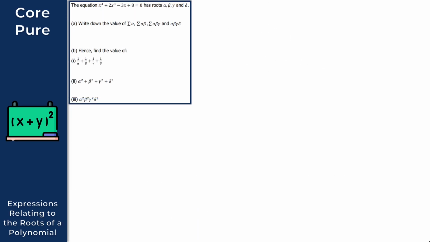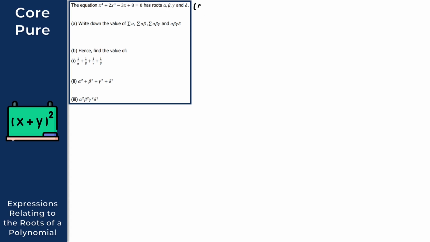To finish with, let's just take a look at one more question. What are we given for the very last question? As we can see, we're given this quadratic equation, which has the roots alpha, beta, gamma, and delta. For part A, it just asks us to write down the value of the following expressions. Very similar to the previous question, but notice now we are using the alternative notation: sigma alpha beta, sigma alpha beta gamma, and then finally alpha beta gamma delta.